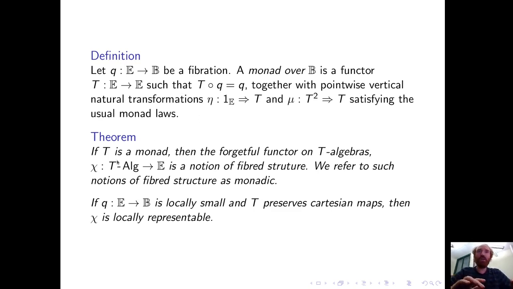So given a monad over B, we can define a notion of fibre structure on Q, which is just the forgetful functor from algebras to E. And then we refer to notions of fibre structure of this form as monadic notions of fibre structure. So not all of them are locally representable, but some of them are. For example, if Q is locally small and T preserves Cartesian maps, then chi is locally representable.